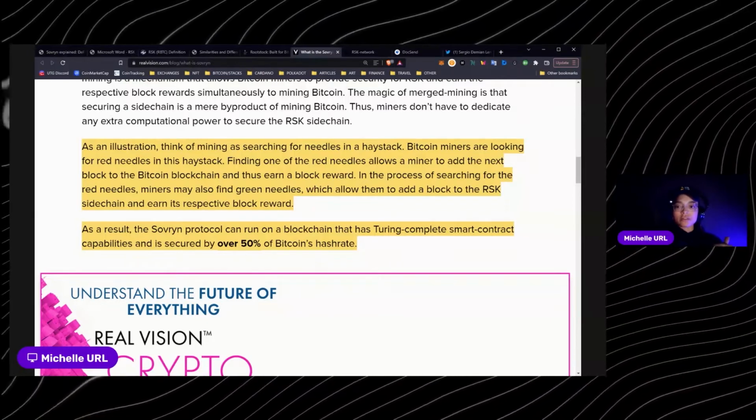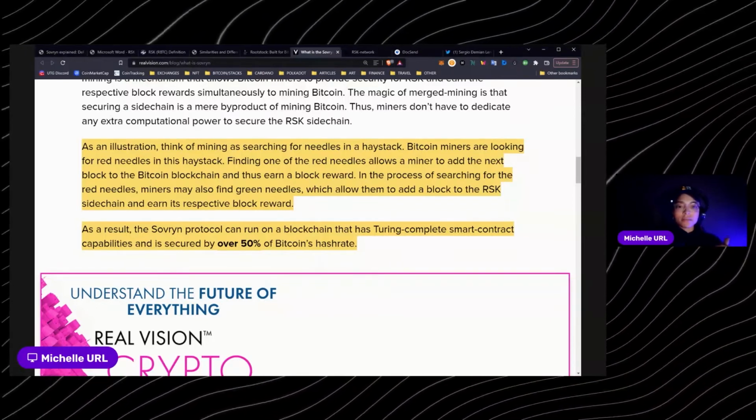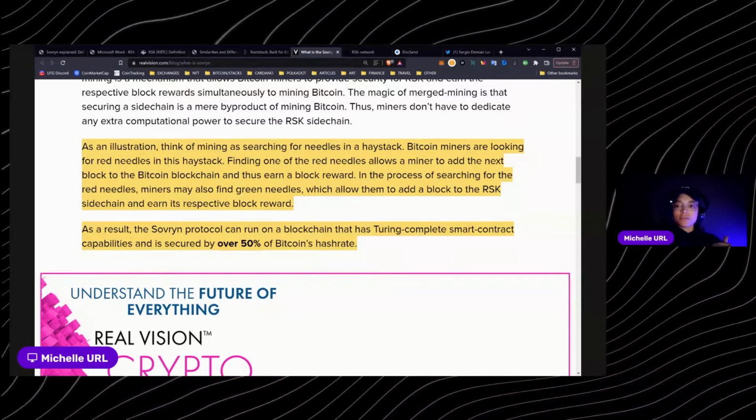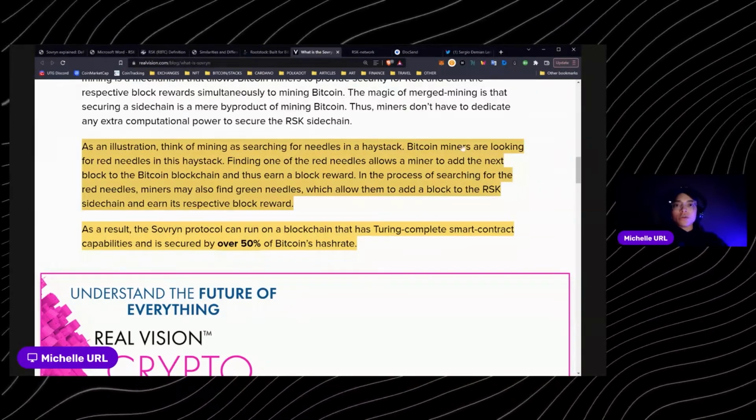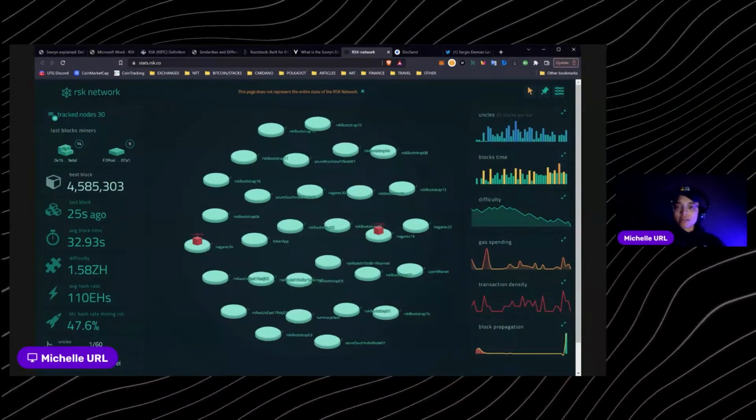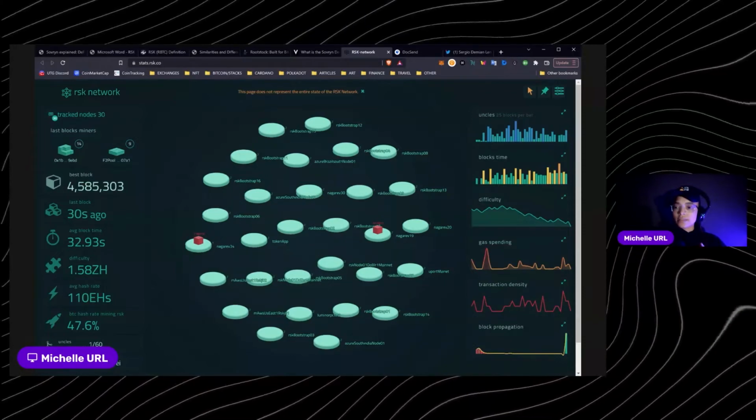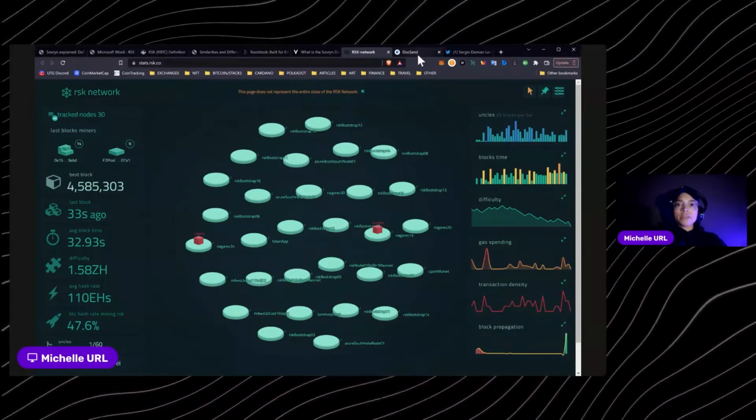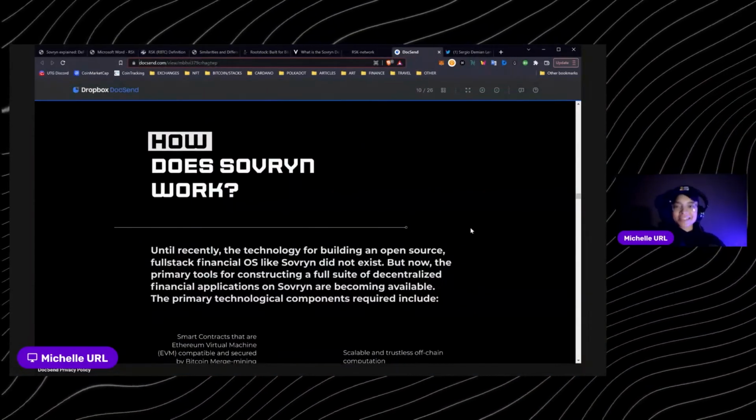As a result, the Sovryn protocol can run on a blockchain that has Turing-complete smart contract capabilities and is secured by over 50% of Bitcoin's hash rate. And if we go over here to the RSK network stats webpage, we see that it is closer to 47% right now. Okay, now let's circle back and get back to Sovryn.